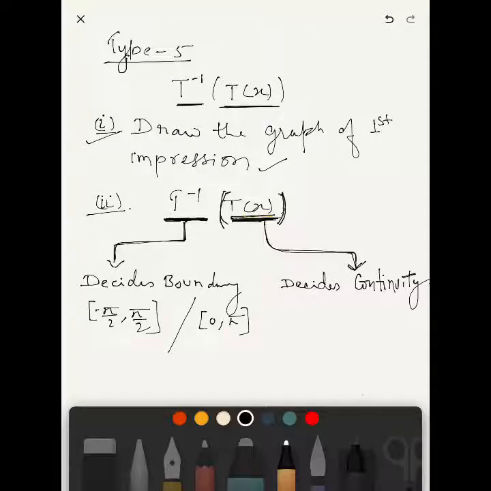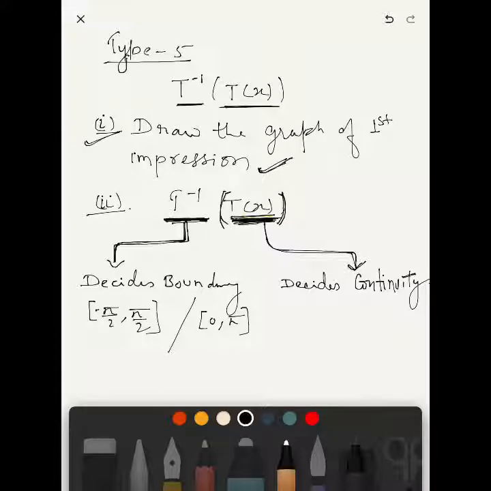The first point: draw the graph of first impression. I will let you know what the first impression is. The second point is that when your inverse function is outside, this outer function will decide your boundary. The boundaries are of the minus pi by 2 to pi by 2 type and the 0 to pi type. The inner function will decide continuity, whether the inner function is continuous or discontinuous.